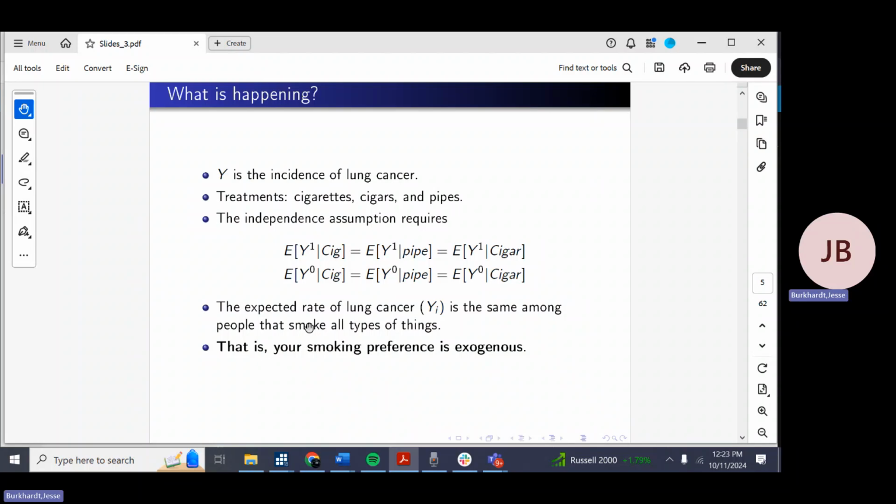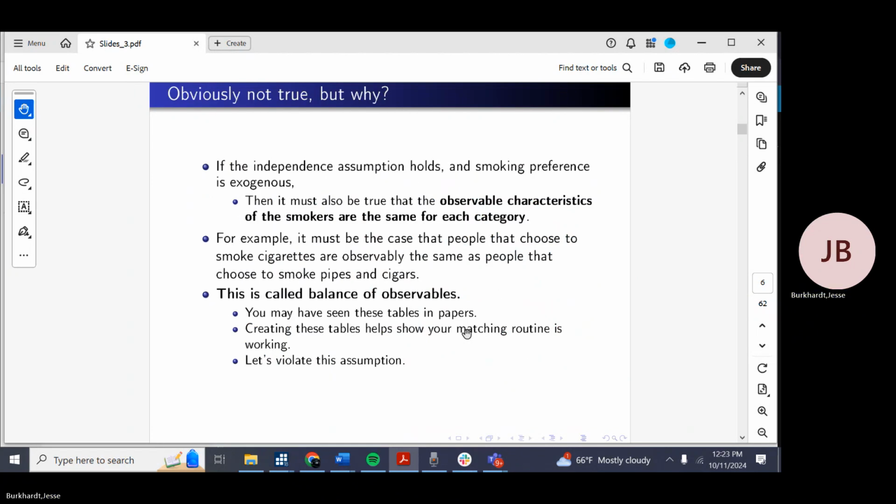In other words, what we've assumed in the previous table is that your smoking preference is exogenous, if we assumed that was a causal relationship. Or in other words, people randomly select into smoking different types of things. That's obviously not true, but why? If the independence assumption holds and smoking preference is exogenous, then it must also be true that the observable characteristics of the smokers are the same for each category and for the non-smokers as well. For example, it must be the case that people that choose to smoke cigarettes are observably the same as people that choose to smoke pipes and cigars. This is called balance of observables.